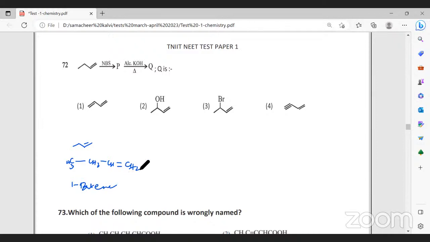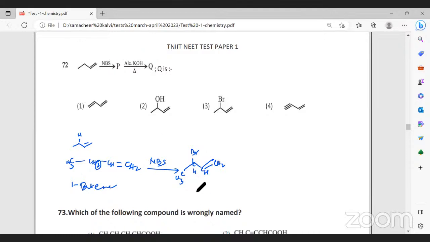Now, this 1-butene, when treated with NBS, a brominating agent, a substitution reaction will take place. So here, this hydrogen will be replaced by bromine. We'll get an intermediate compound like this: a bromine, with a single bond and a double bond. That is, you'll have CH3 here, here you have CH, in place of this hydrogen will be bromine, and this is CH and this is CH2. This is an intermediate compound.